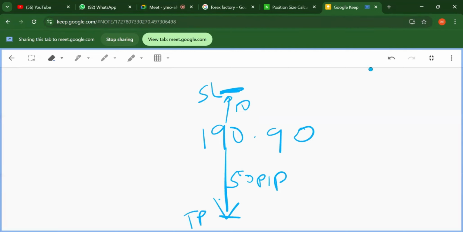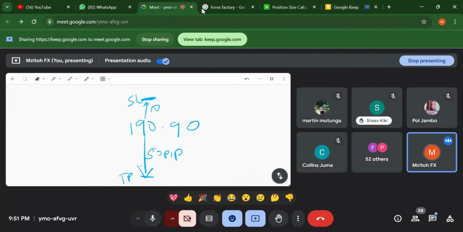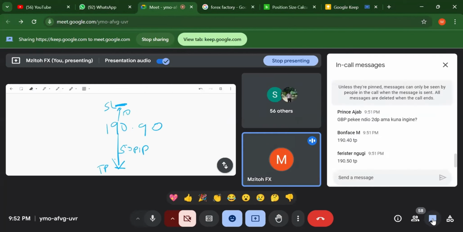Calculate, answer both. Let's start with SL. Tell me the stop loss. Stop loss will be at what price point? Let's start with stop loss. You can just do both stop loss and TP. Majority are answering stop loss. I want TP. Correct, 191.0 as your stop loss. Where are the rest? I want to see the stop loss. 191, correct.